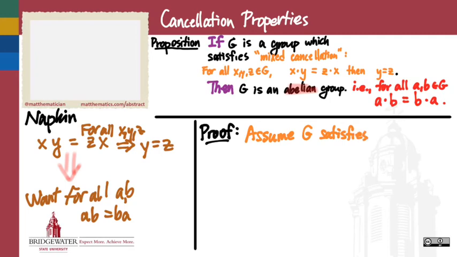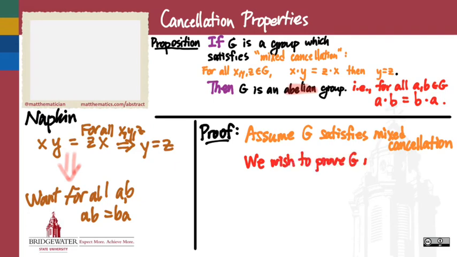And now how would I then signal to the reader what my burden of proof is? What must I then show? We wish to prove what? That G is an abelian group. Yes. We wish to prove that G is abelian. That's my burden of proof now. Right? And the fact that I've assumed the hypothesis and then stated the conclusion as my burden of proof signals to the reader that this is a direct proof.